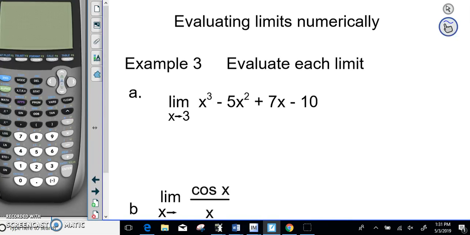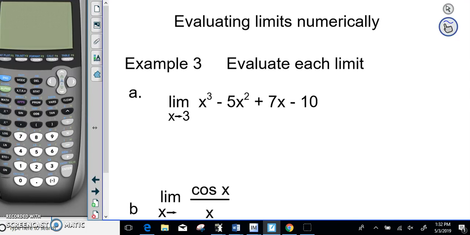The next portion is very, very easy compared to what we just did. Sorry about that. We're going to evaluate each limit, but this time we're going to just do it numerically. So this one you need a calculator for, but it should be easy. You should be able to do it without a calculator also.